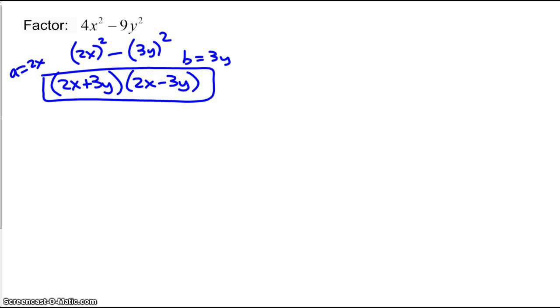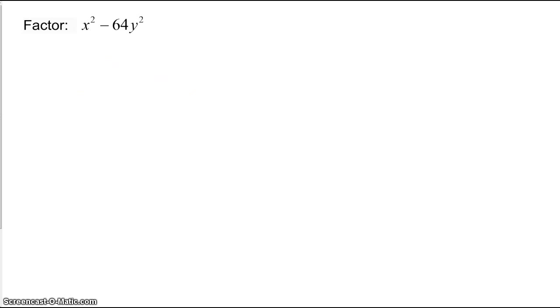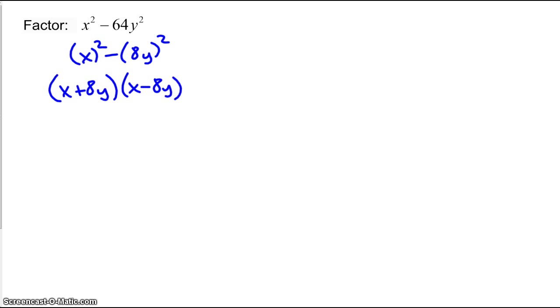Let's do another one. See if you can do this one. We'll pause, unpause it when you're ready. Okay, to me this is an x being squared and an 8y being squared. And that means the a is x and the b is 8y. And that means I can have x plus 8y times x minus 8y. Okay.